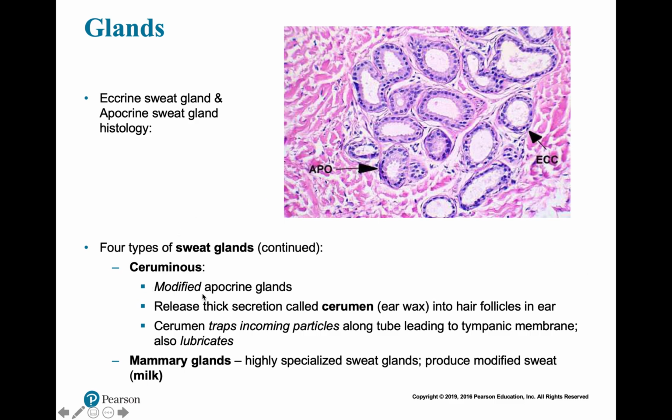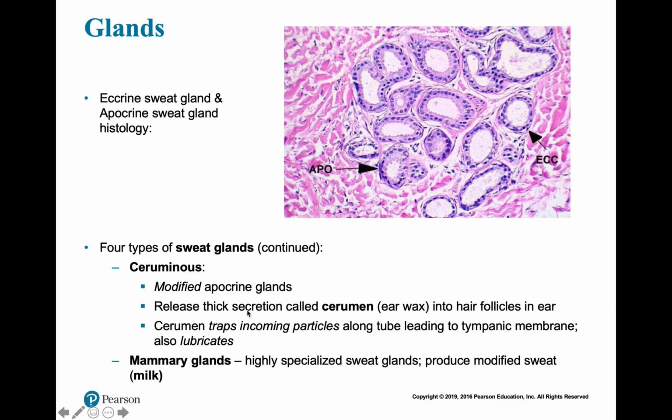So we're going to quickly talk about the other two types of sweat glands, ceruminous and mammary. Ceruminous glands are modified apocrine glands that are found in the ear canal, and they produce a thick secretion called cerumen. The common term is earwax. The function of this secretion is to help lubricate the tympanic membrane. The tympanic membrane is your eardrum. It needs to be lubricated so that sound waves can stimulate it effectively.